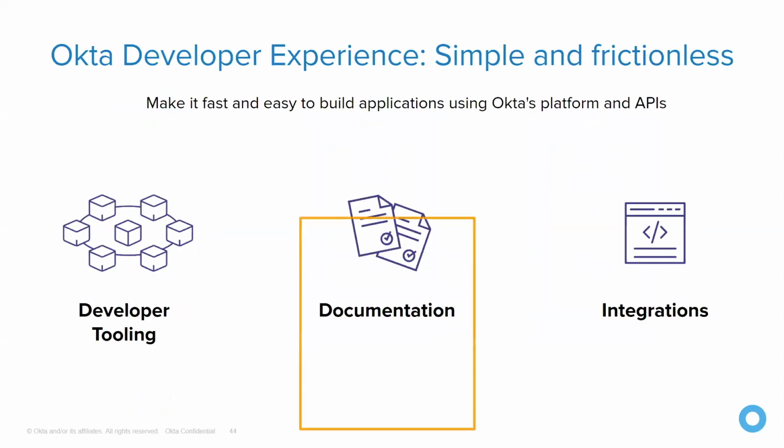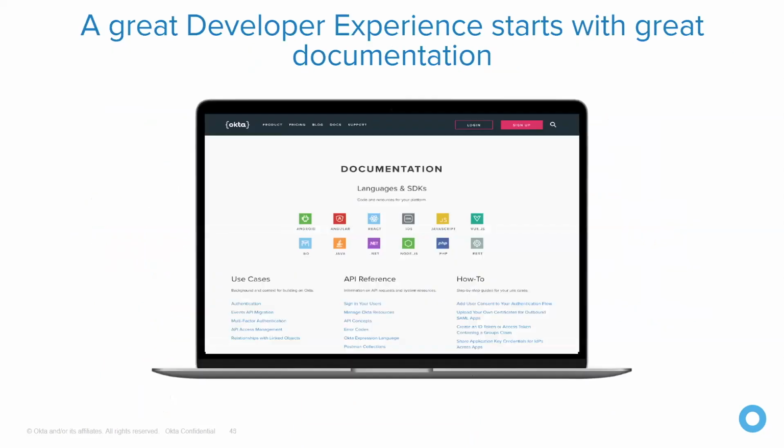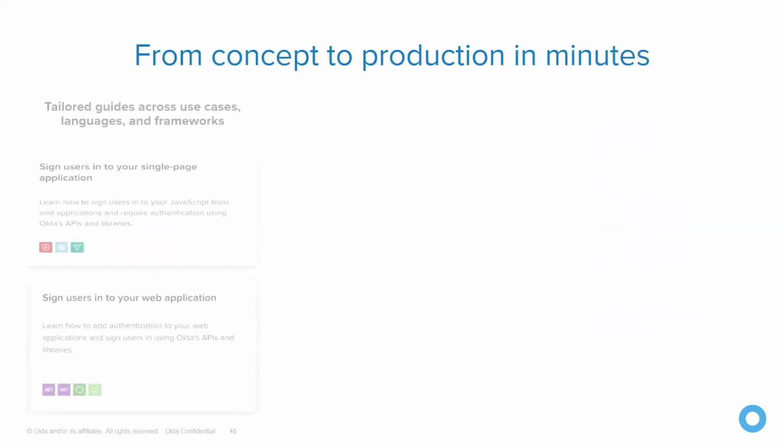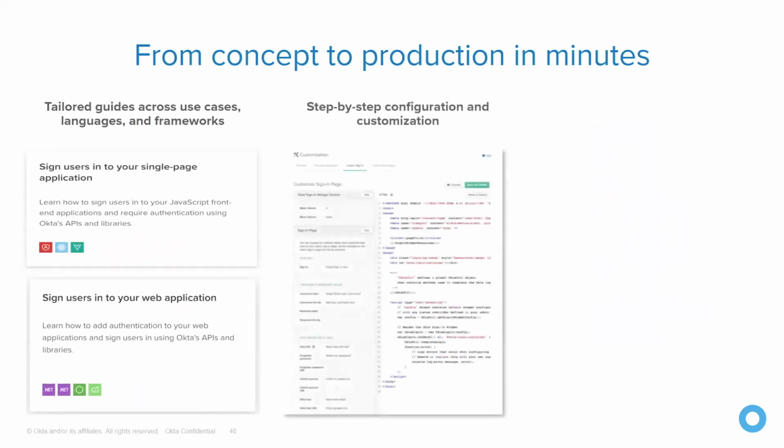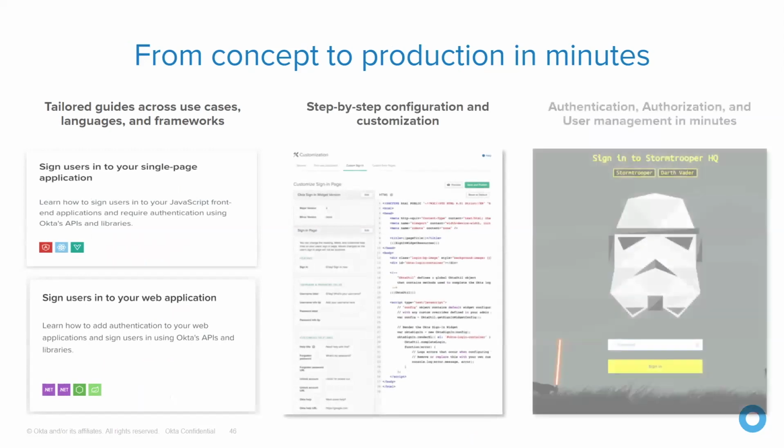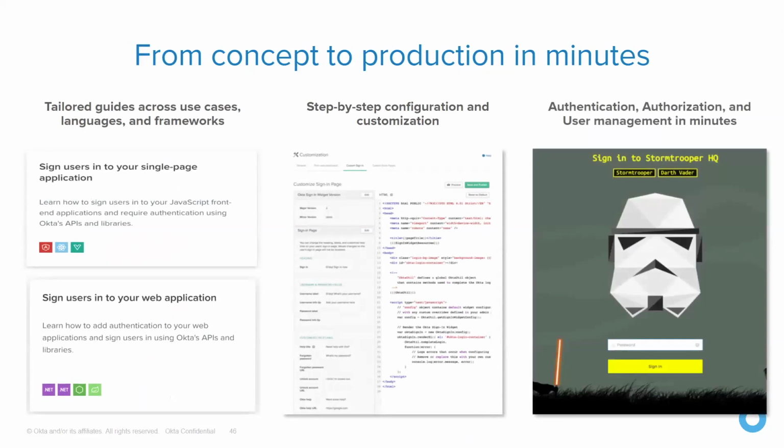Third one is documentation. We really believe that a great developer experience starts with great documentation. And so we have a very comprehensive website, developer.okta.com, that I would encourage you to look at. On the website, you can see guides across use cases, languages, and frameworks that offer step-by-step configuration and customization paths, so that you can set up authentication, authorization, and user management within minutes into your apps.